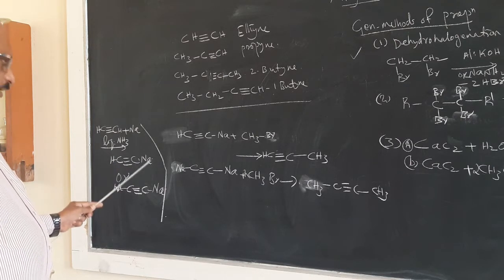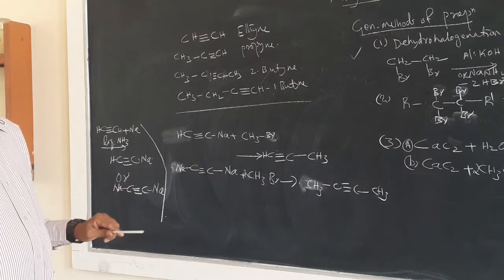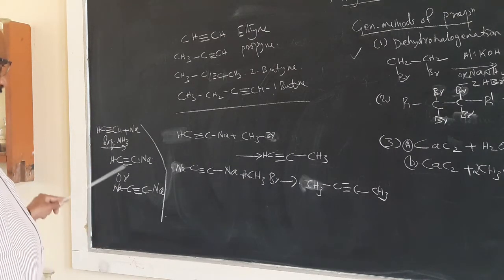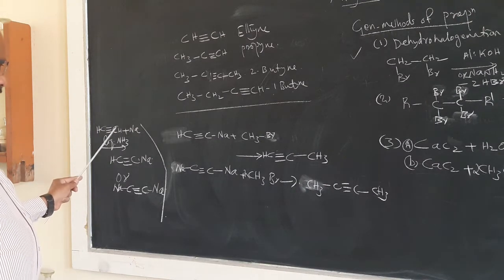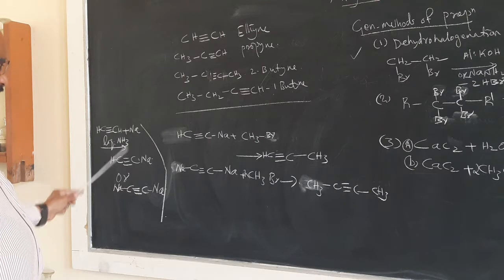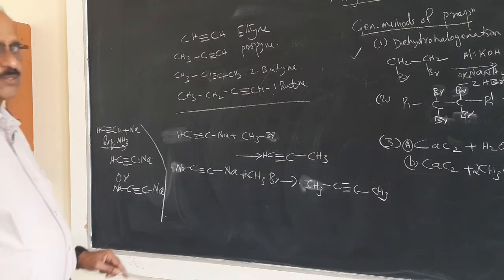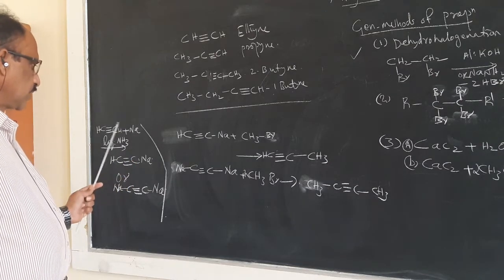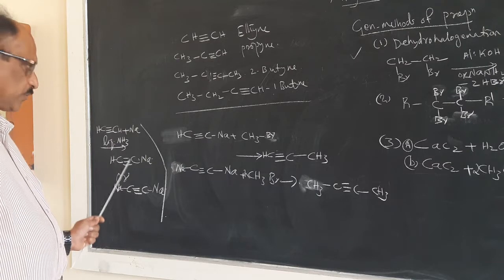Sodium acetylide: sodium removes one of the hydrogen atoms, so it is monosodium acetylide. Similarly, this reaction can continue, and both hydrogen atoms can be removed by sodium, giving disodium acetylide. So the acetylene molecule can react with sodium in the presence of liquid ammonia.